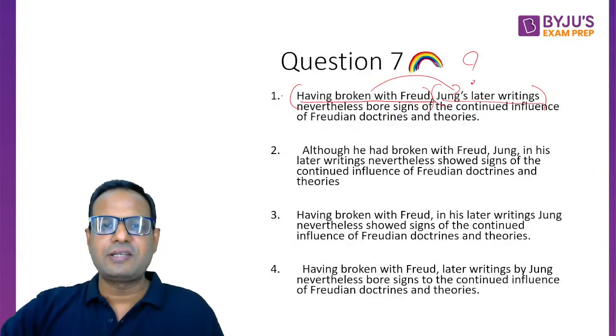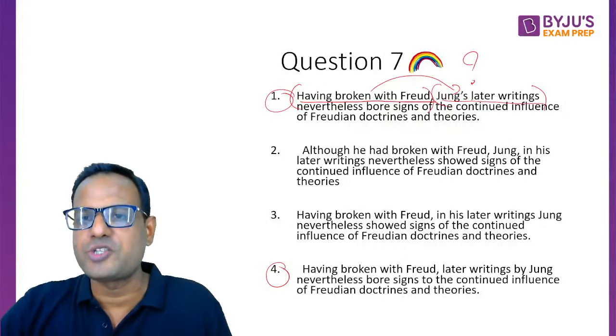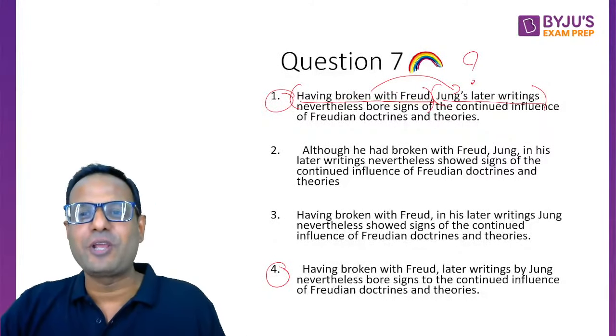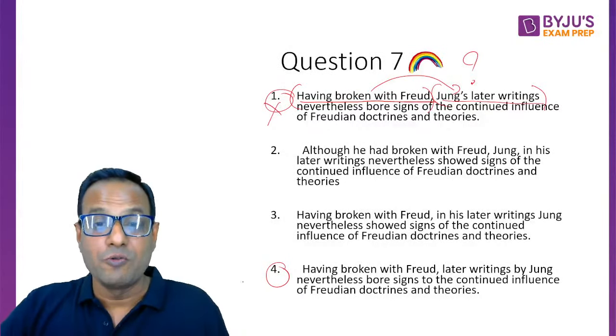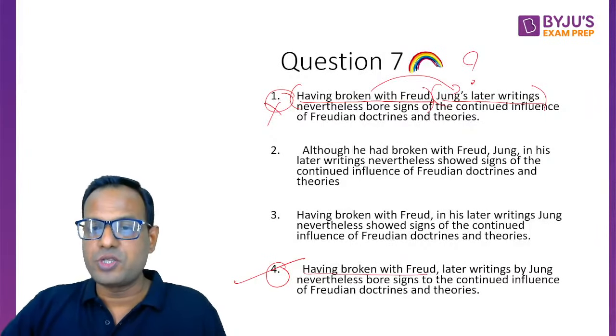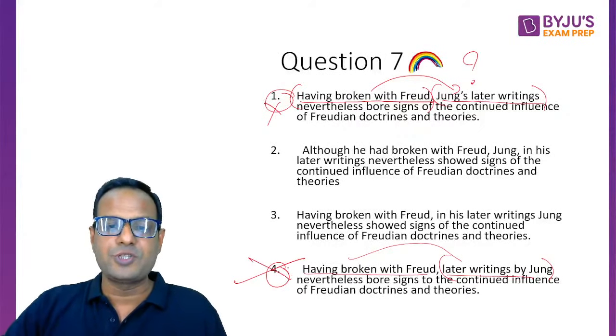So, if it is a tie between 1 and 4, 1 is out of question. Having broken with Freud, who is breaking with Freud? Jung's later writings, and Jung's later writings cannot possibly break with Freud. So we don't have the right referent to the modifier. So 1 is gone. 4 should have been the option. Having broken with Freud. No, even 4 is not the option. I'm sorry. Having broken with Freud, later writings by Jung. Again, it is the later writings by Jung that is breaking with Freud. Even 4 is not an option.